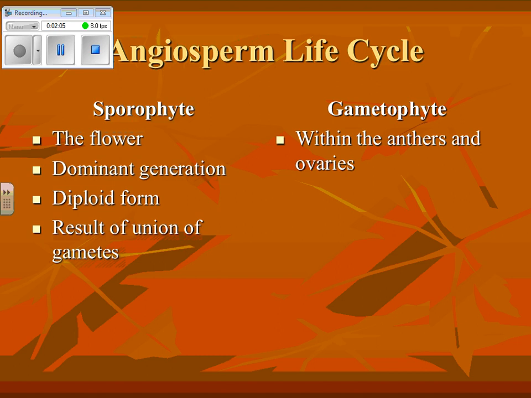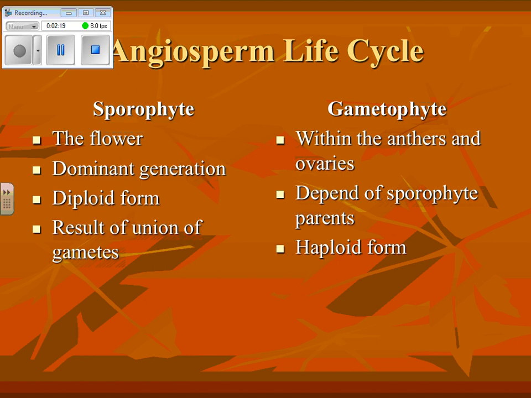The gametophyte part of the life cycle is the part where it is in the anther of the plant, which is a male part of the plant, or the ovary, the female part. This does depend on the sporophyte parents. This is the haploid form, which means it's only half of the complete number of chromosomes, and we represent that by just writing the little letter N. And the gametes are good examples of the gametophytes. Gametophyte has the word gamete in it, so that's how we're going to remember that that's where the gametes are.